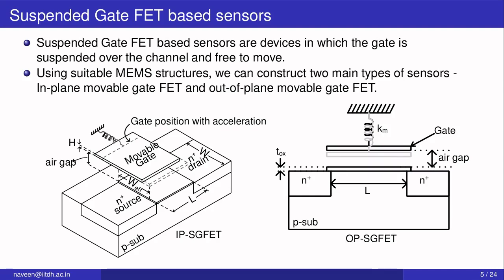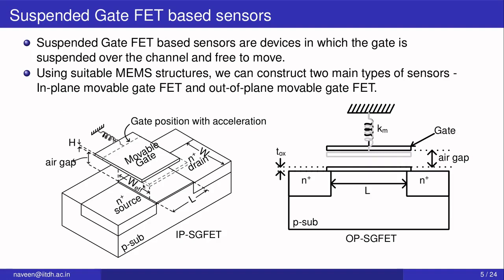There is no oxide, but in place of an oxide in a conventional field effect transistor, what you have is an air gap. And then the gate is suspended using some kind of a spring mass system, and it is free to move. So depending on how the device structure is designed, you can have a transistor in which the gate moves along the channel, in which case the effective width of the channel changes, what is shown here.